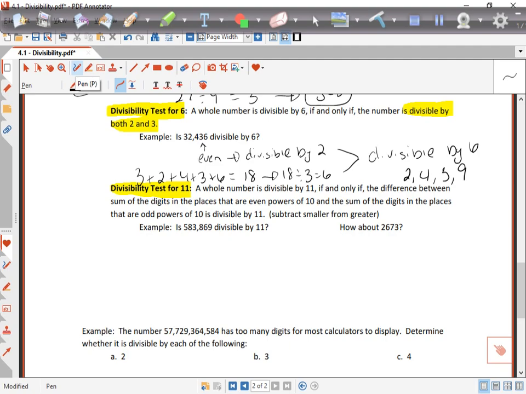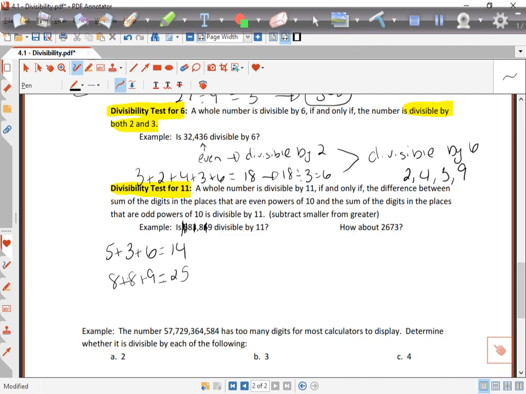Goodness. Okay, so what this really means is you're going to go through and take every other digit and add it together. So we're going to start with 5, plus 3, and then 6. When you add those, you get 14. Then we're going to add the digits that are left, 8 plus 9, and that gives me 25.